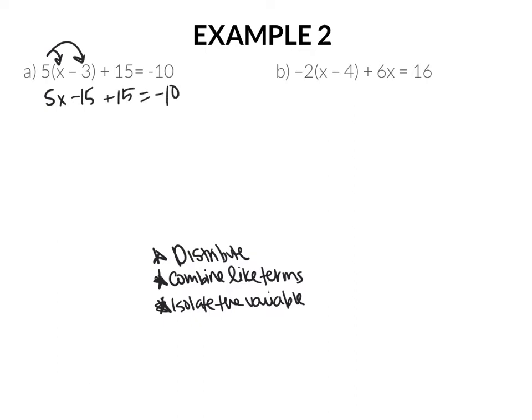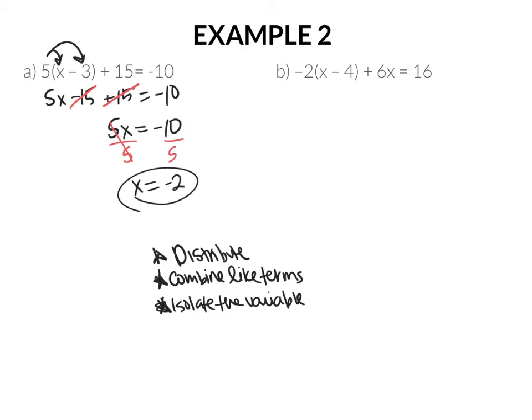Now when I go to combine my like terms, you'll notice that negative 15 and positive 15 already make 0. I don't have to add 15 to both sides because it was already present on the left side. When I bring down the 5x I haven't used, it equals negative 10. When I isolate my variable by dividing, I get x to equal a negative 2.